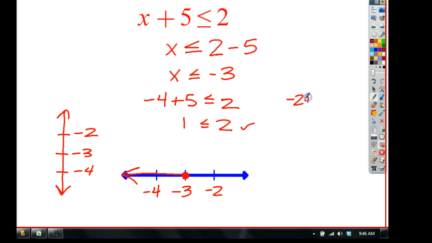And then let's try it if we plug in -2. So we got -2 plus 5 is less than or equal to 2. -2 plus 5, that's 3. Is that less than 2? No, 2 is not bigger than 3. That doesn't work. Our graph looks good. If you wanted to draw it here, we could say -3, and then all the numbers that are lower than it, right? So we're going to go this way.